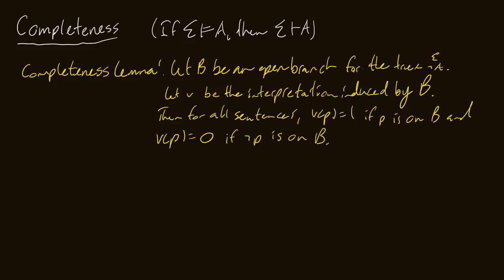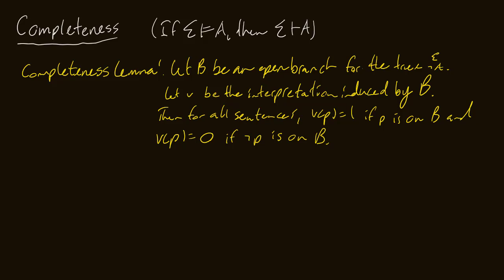Alright, today the objective is to prove that our tree method is complete. So we want to prove the completeness theorem. That is, if sigma semantically entails A, then sigma syntactically entails A.